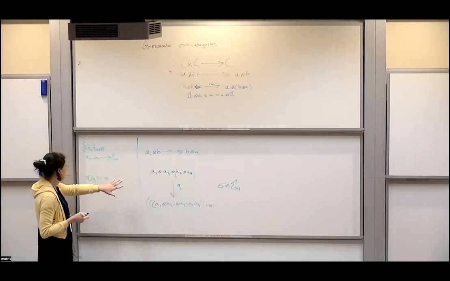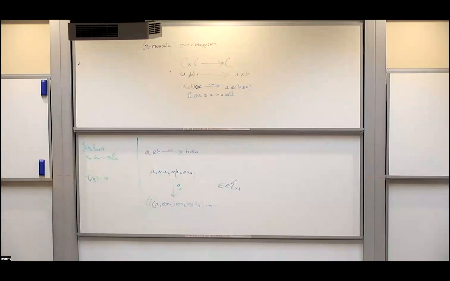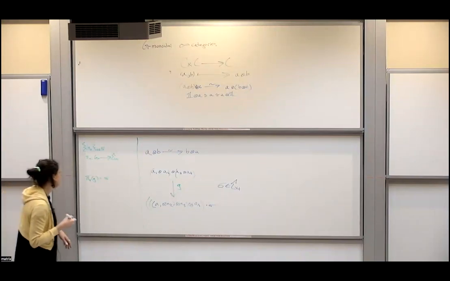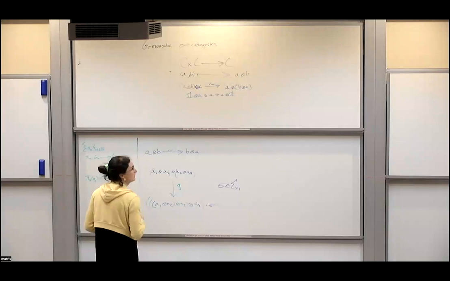And yeah, so this should give you some good heuristic of what's happening with these G-monoidal categories, but I am going to write down the rigorous definition.